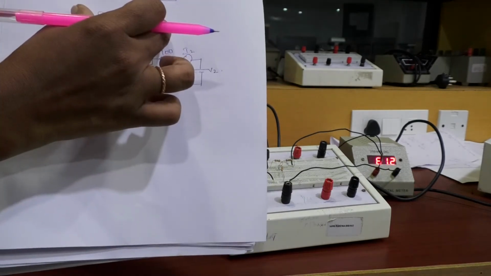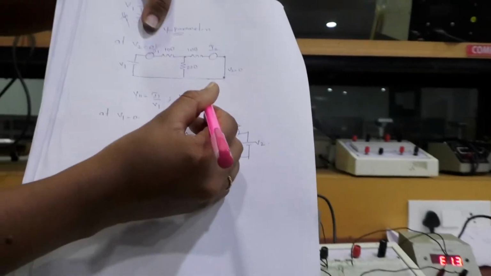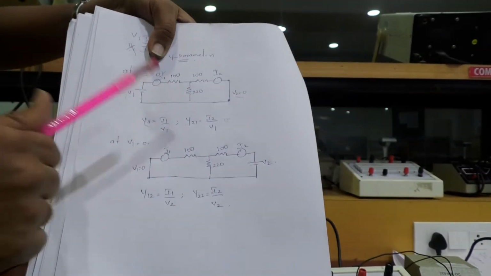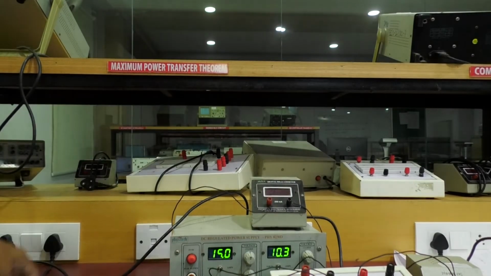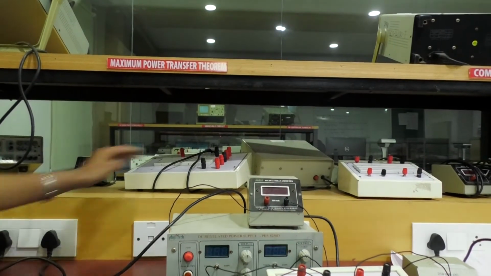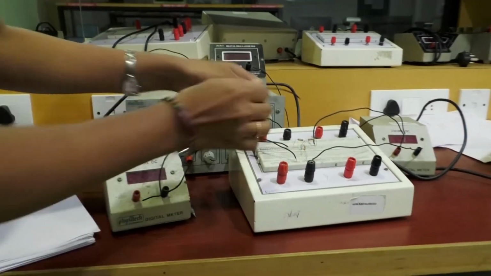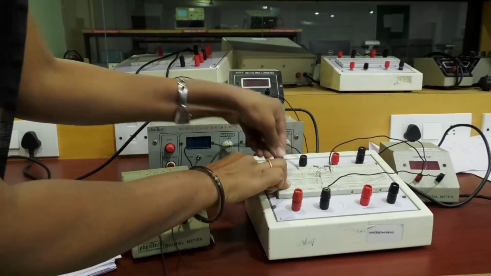Now by using this, Y is nothing but admittance, which is the reciprocal of I by V. The units of this will be mhos. This is nothing but your first case. Now we will do the second case, which is nothing but making V1 as 0.